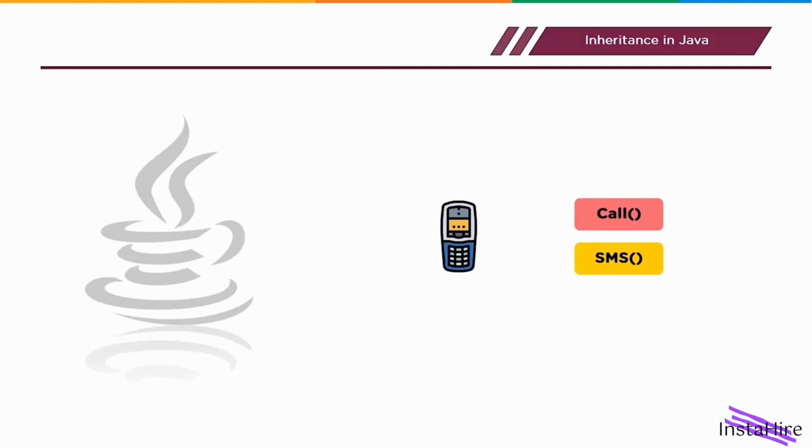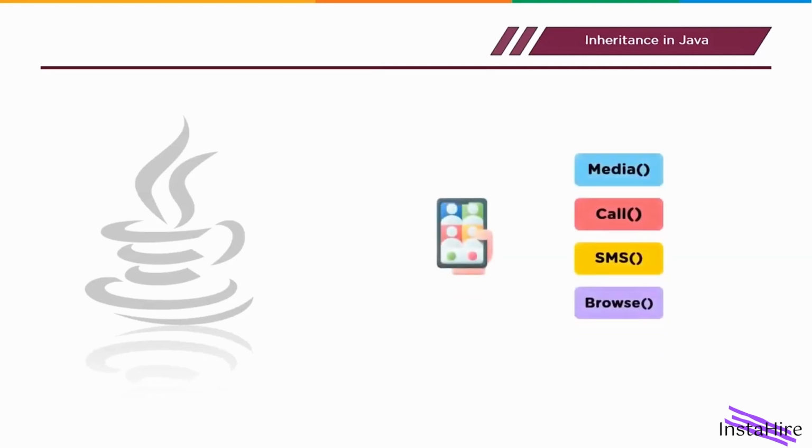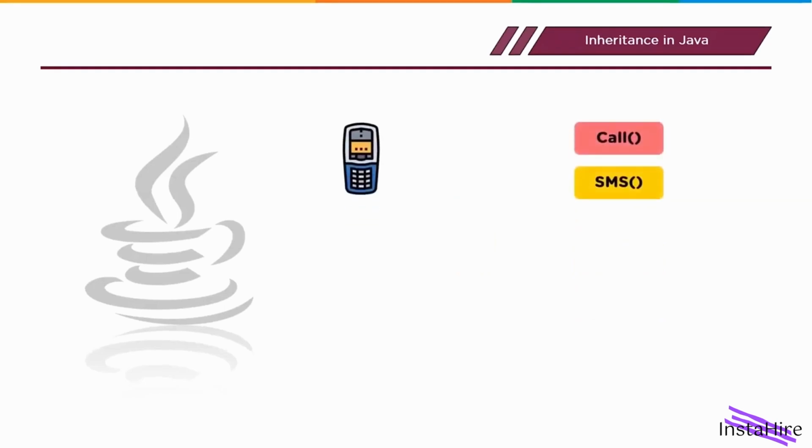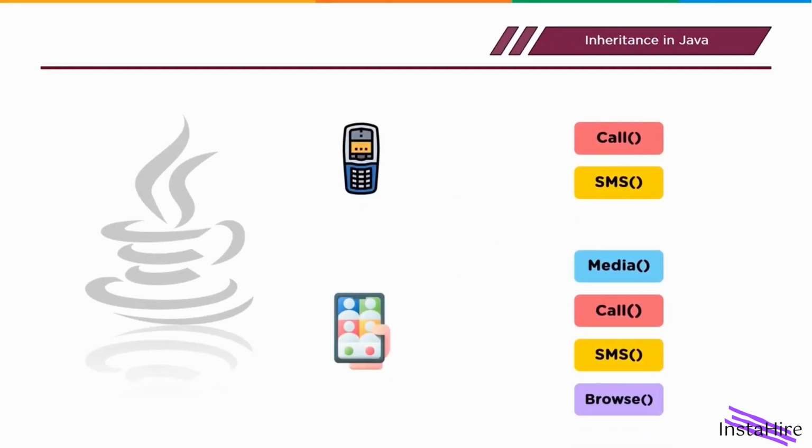For example, consider an older model of a cell phone. An older model of a cell phone had two major functions, which are the call function and the SMS function. Now imagine that you wanted to create a new smartphone, which has some additional functions apart from call and SMS, which might be media and internet browsing. Now let's come back to both the phones. Imagine that you have started to work on the creation of a new smartphone. So you had to define media, call, SMS and browse methods.